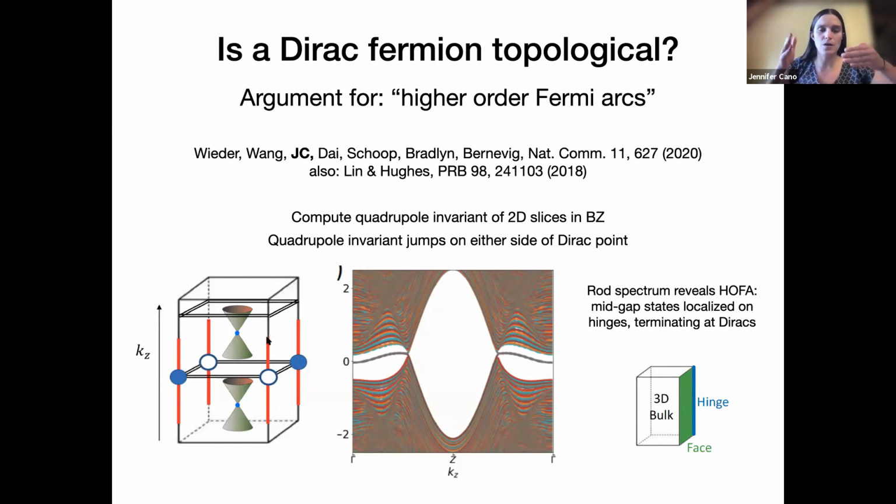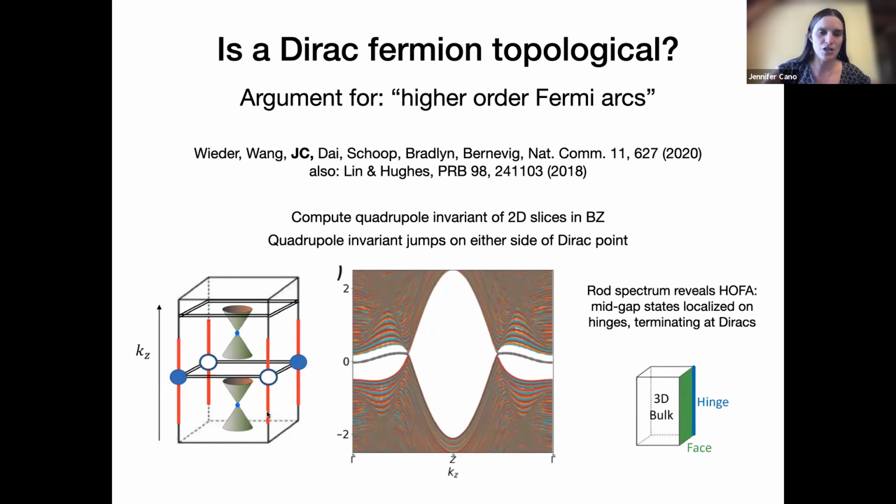And then therefore on this 3D material, where two surfaces meet, there'll be a series of mid-gap modes. And so that's what we're calling higher order Fermi arcs. These modes are localized on a hinge where two surfaces meet, and they end at the projections of the Dirac points on this hinge. And so I should say that what we're thinking here is this hybrid real space momentum space picture that I talked about for Weyl fermions.